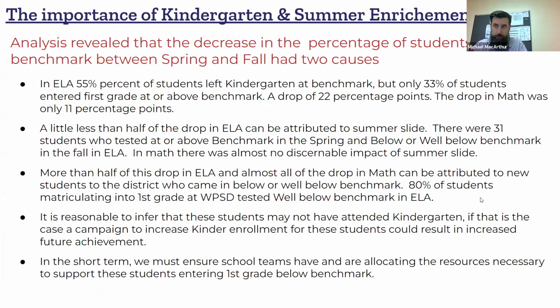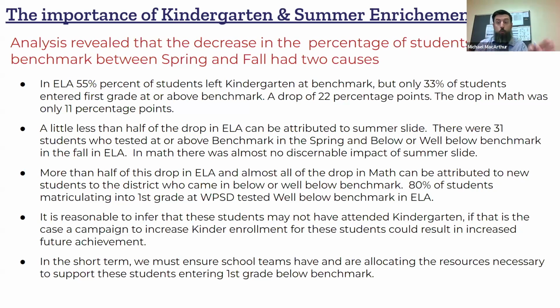All right, I know there's a lot of text on this slide, but let me get into my hypothesis from the research I've done about why we saw that decline. First, I want to focus on the kindergarten to first grade shift. In terms of the facts, in ELA, 55% of students left kindergarten at benchmark, but only 33% entered first grade at or above benchmark. That's a drop of 22 percentage points. The drop in math was much smaller, only an 11-point drop.